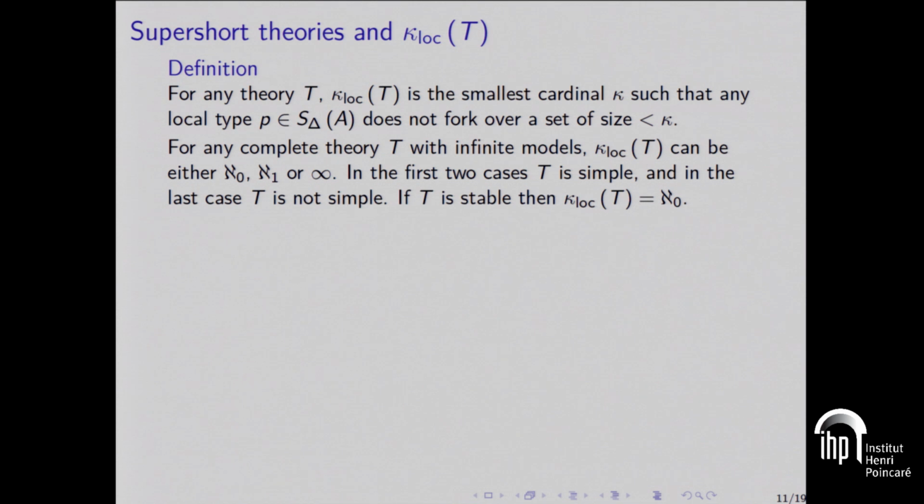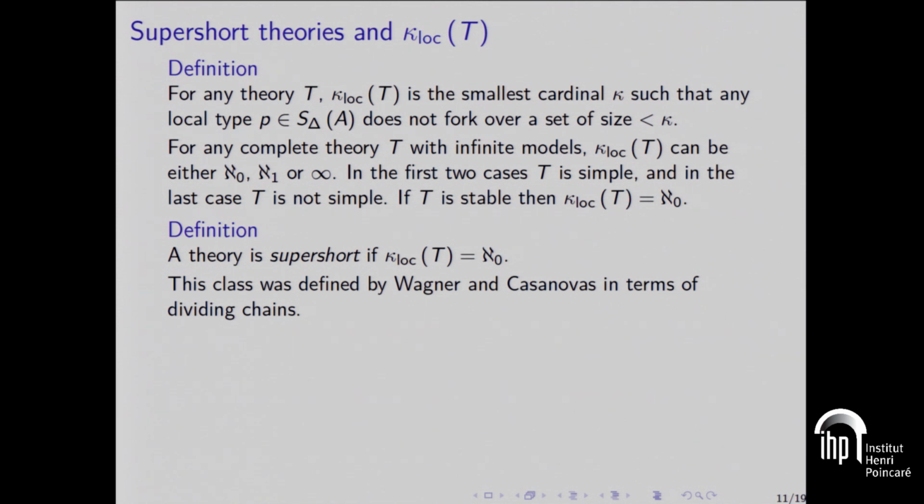Working with local things is like working with countable things, in a sense. So in particular, for any complete theory, kappa log can be either Aleph0, Aleph1, or infinity. In the case it's simple, it could be either Aleph0 or Aleph1. If it's infinity, then it's not simple. Also, if T is stable, then it's not hard to see that actually it's Aleph0. Namely, every local type doesn't fork over a finite set.